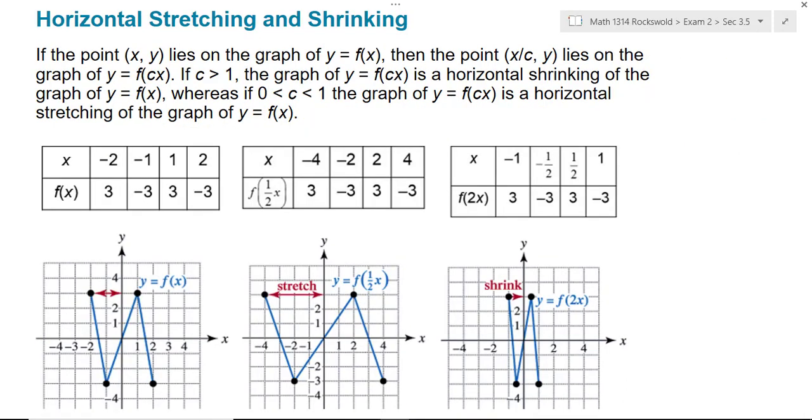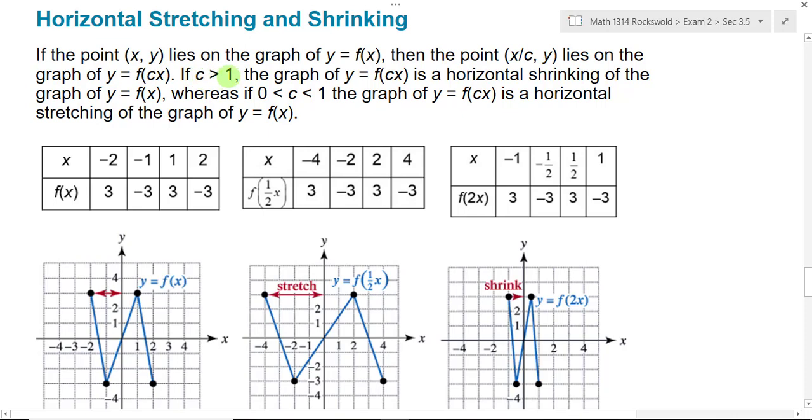With the horizontal stretching and shrinking, it's going to feel the opposite of what the vertical stretching or shrinking was, just like the horizontal transformations felt like the opposite of the vertical transformations. If you have a point (x, y) on the graph of your function, then the point x divided by c, instead of multiplying y by c, we now divide x by c. That point will lie on the graph of the function where my constant is inside the parent function now. I multiply x inside of the parent function by c.